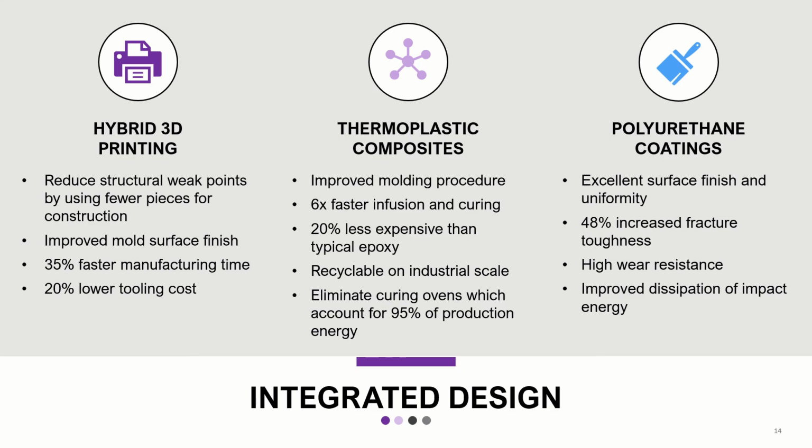For our design proposal, we combine these 3 advanced technologies. First, hybrid 3D printing will reduce failure points by creating larger and more uniform molds. For a single 30-meter blade mold, we expect a 35% shorter manufacturing time and 20% lower tooling cost. Secondly, thermoplastics will improve the molding procedure without sacrificing mechanical properties. The process is simplified, 6 times faster and 20 times less expensive than traditional epoxy. Finally, surface preparation and polyurethane coatings will further improve the wear and environmental resistance of the blade surface.